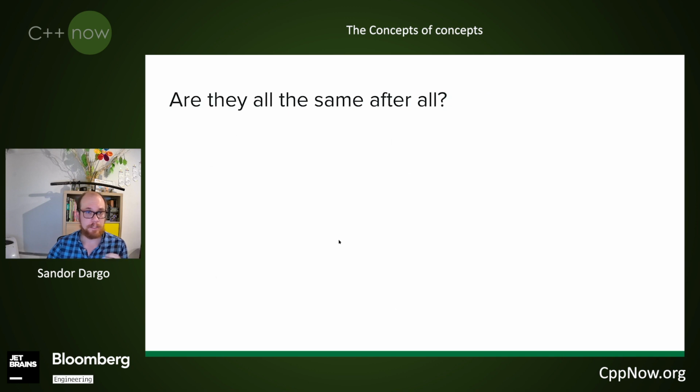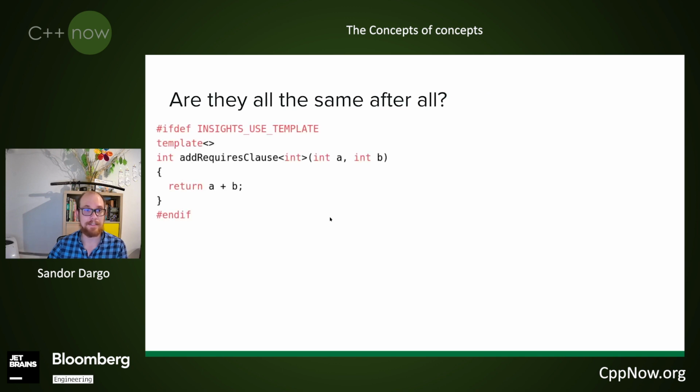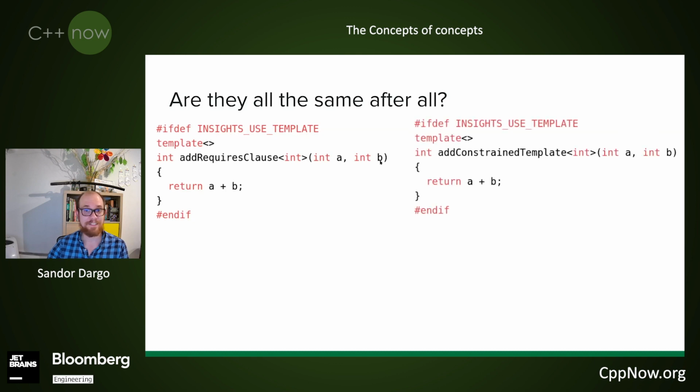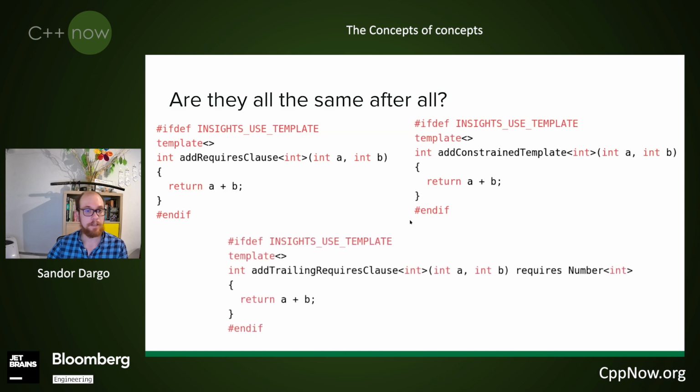And you might ask the question, okay, we have these four different types, but are they the same after all? And the answer is yes. So I checked with CPP Insights, and here you see how it specializes this add with the requires clause. And it's the very same as with the constraint template. The code is the same. Then you have the trailing requires clause. And it's still pretty much the same. Here appears this requires number in, so you still have the trailing requires clause. But I'm not sure why that is. It might be a bug.